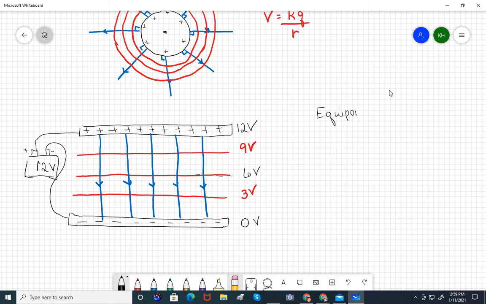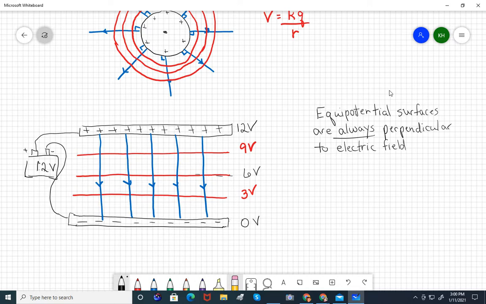Equipotential surfaces are always, and it's an important word in physics, perpendicular to electric field lines. It's really easy to see these are right angles.